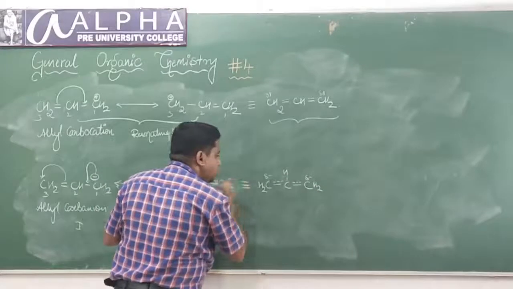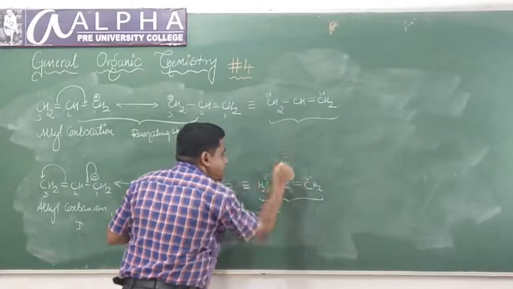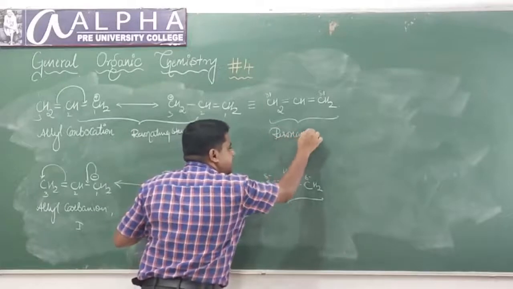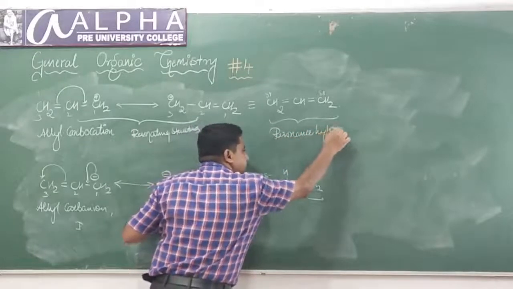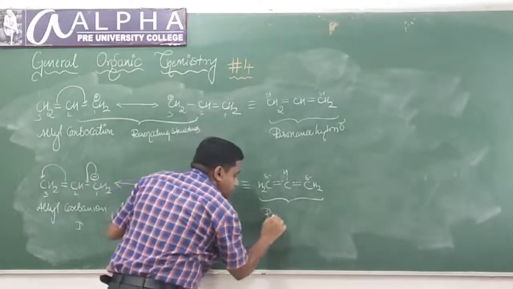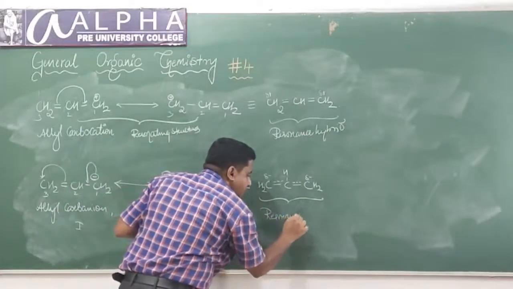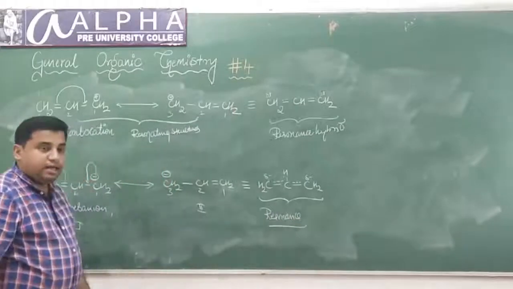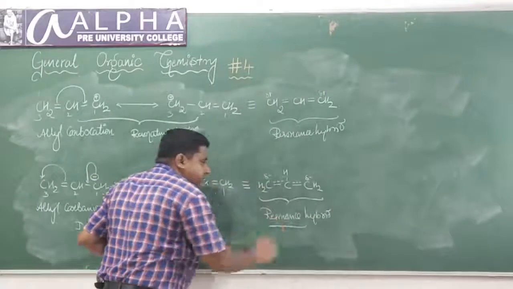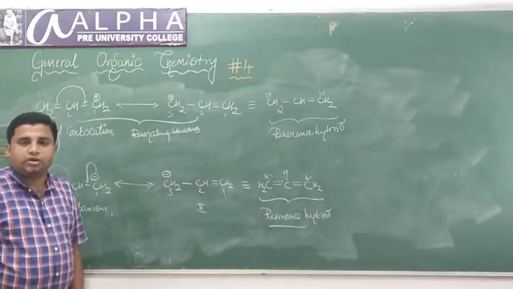Any doubts? What is this actual structure called? These are called resonance hybrids, isn't it? Resonance hybrid. This is the resonance hybrid of allyl carbocation. This is the resonance hybrid of allyl carbanion. Understood? This is going to be the real structure and this will be the stable structure.